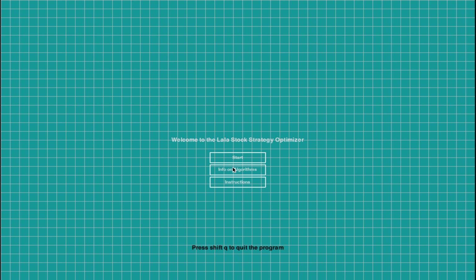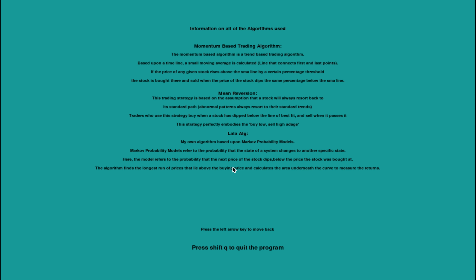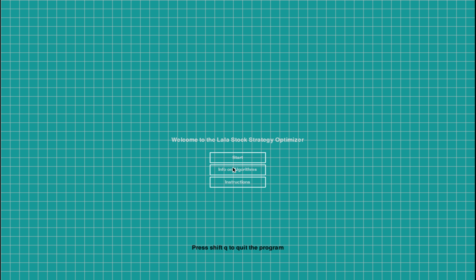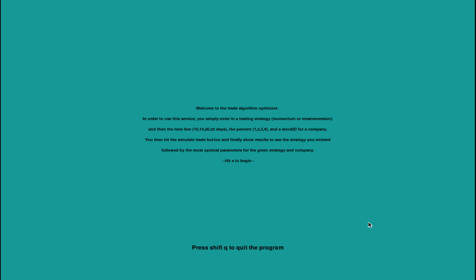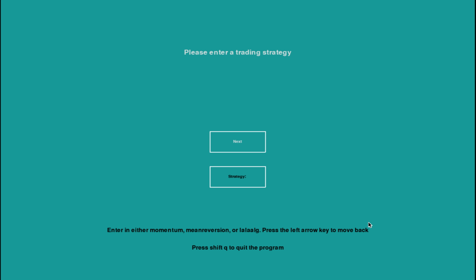So let's get started. Let's look at the info and algorithm. So here's some information on the three algorithms that I've coded in here. It's a momentum-based trading algorithm, mean reversion, and my own Lala algorithm that I wrote. And then we can go to instructions, and it just tells you you're entering in specific information given text boxes in order to enter in your parameters. So let's hit S to begin.